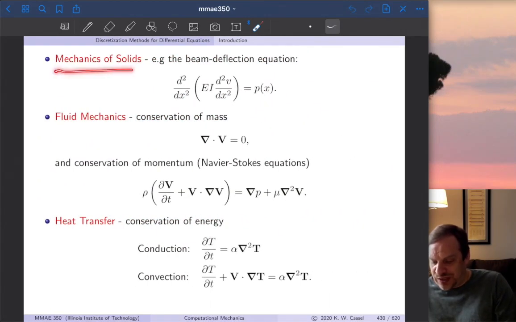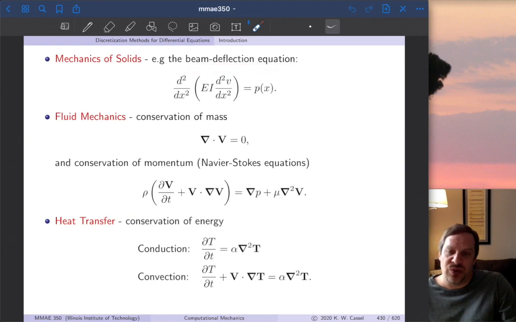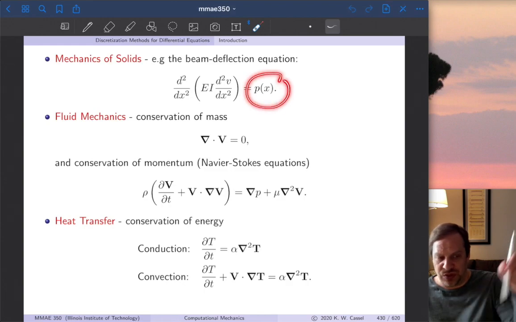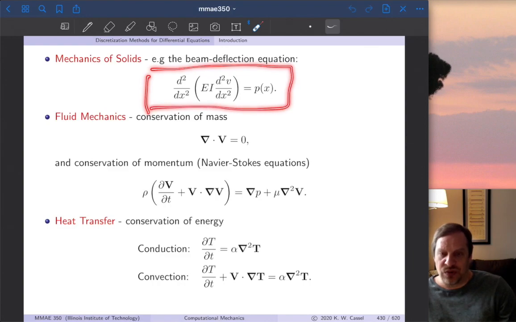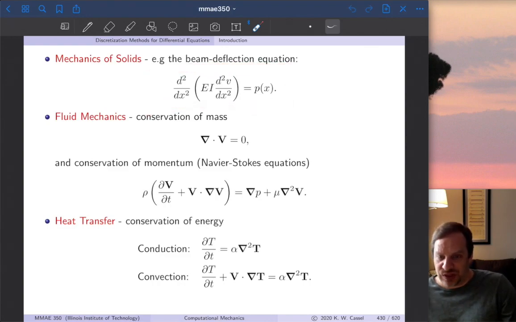In mechanics of solids, so MMAE 202, you come across a number of different examples. Here's one, the beam deflection equation. So the E times the I, those are properties of the material that the beam is made out of, as well as the shape of the beam. And then P is the load on the beam. And then V is the deflection as a function of x across the length of the beam. And so this is a 4th order ordinary differential equation for that deflection.